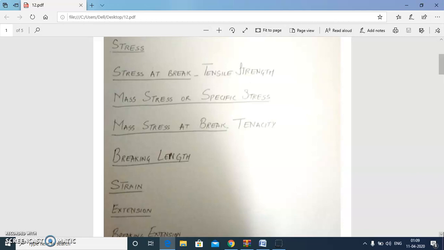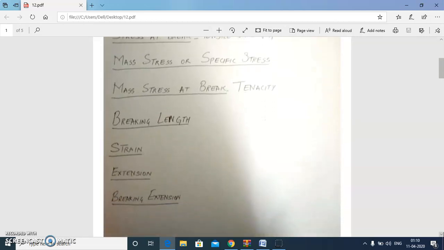Now the second most important parameter here in tensile testing is extension of the specimen. Whenever we apply load to a specimen, it extends. Now extension can be expressed either in fraction, in terms of strain, which is extension upon gauge length, or in the other way we can express it in terms of percentage, where we divide extension by gauge length and then express it as percentage.